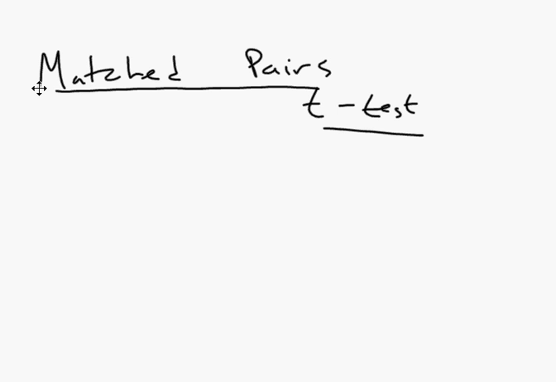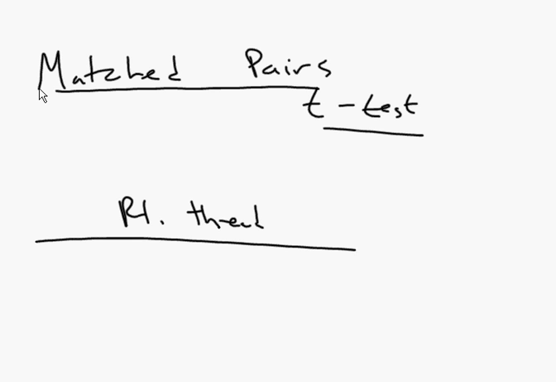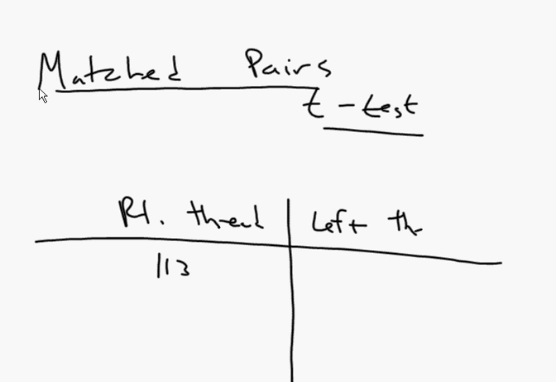So if we look at the chart here, the first person, when they had a right thread, their total time to twist it was 113. And when they had a left thread, their total time to twist it was 137. So you can see it took the person a longer time to spin the left thread than the right thread.